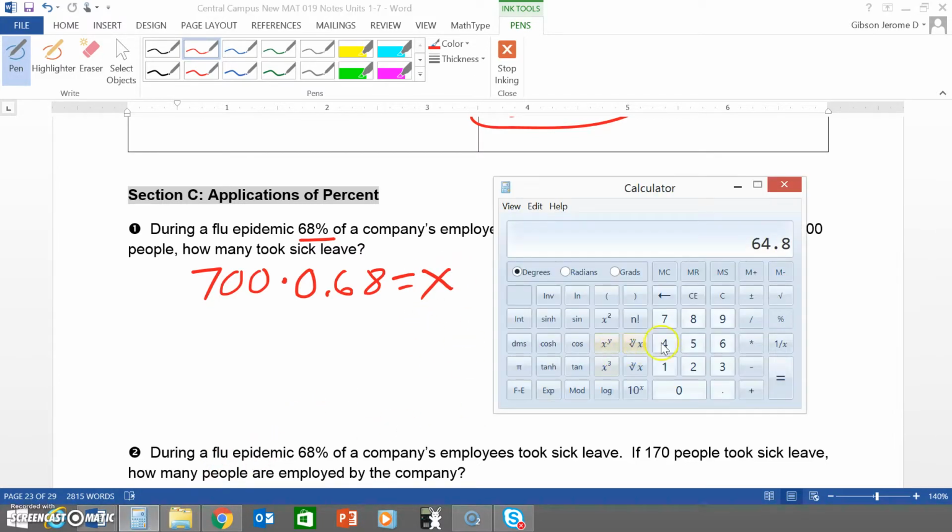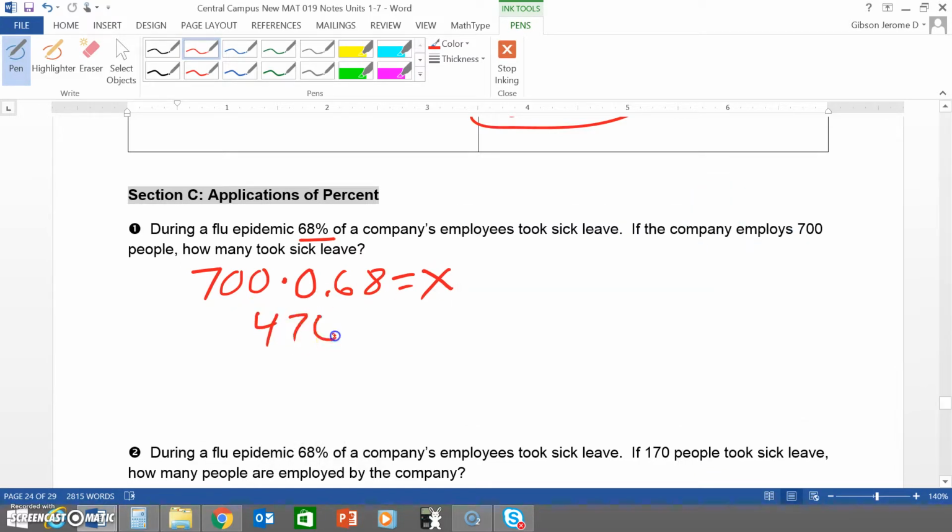So we could take 700 times 0.68. And that gives us 476. So 476 people out of 700 took sick leave.